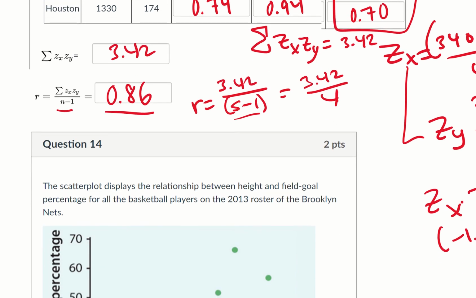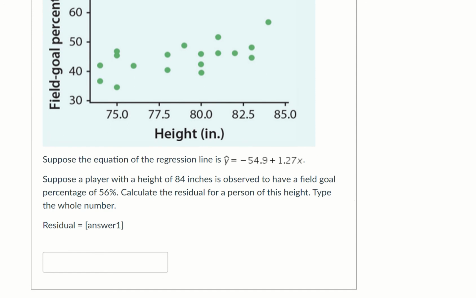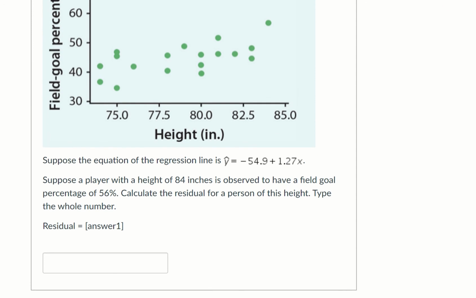So the next question involves another Brooklyn Nets question or problem. And this time they're saying, suppose a player with a height of 84 inches is observed to have a field goal percentage of 56%. Calculate the residual for this person. Type the whole number.